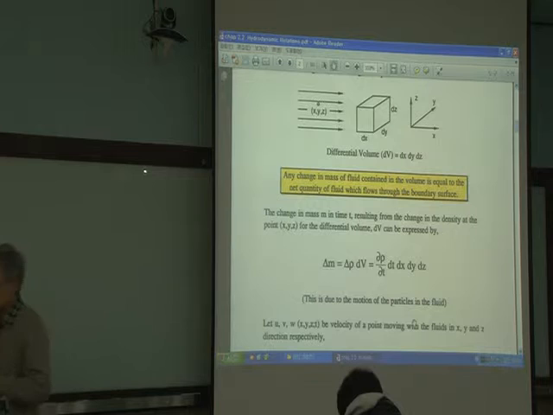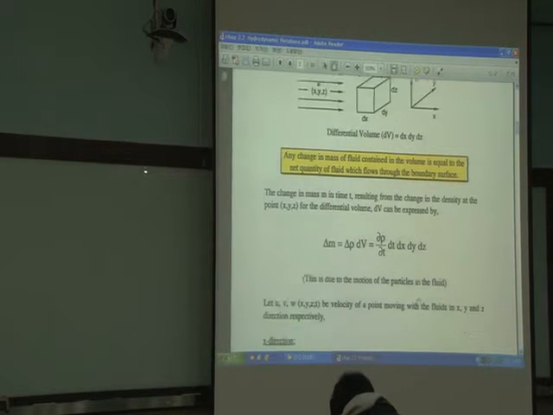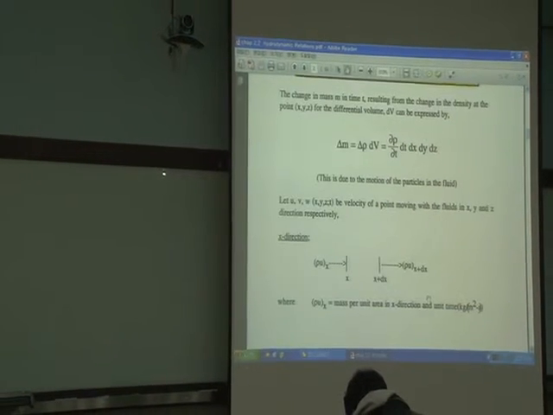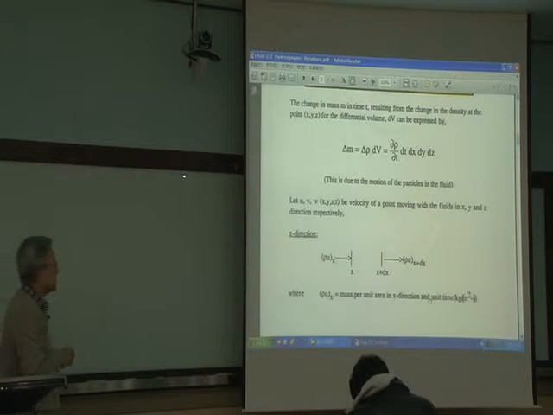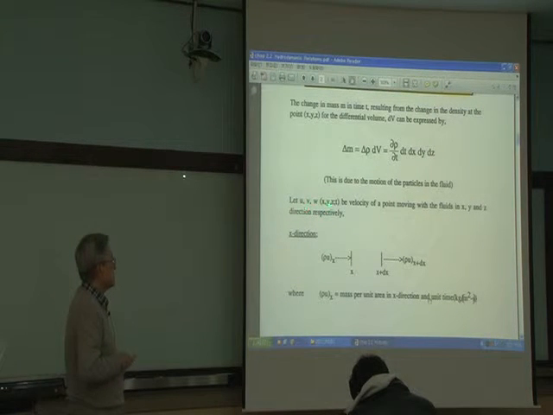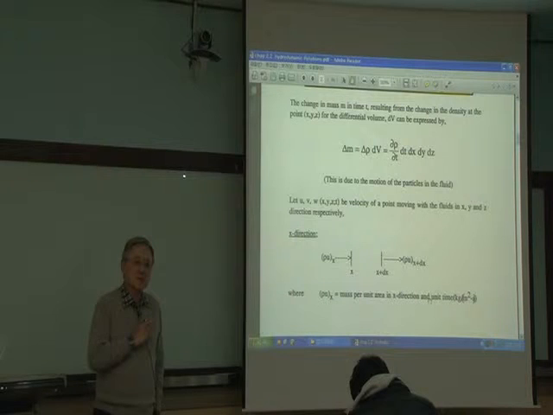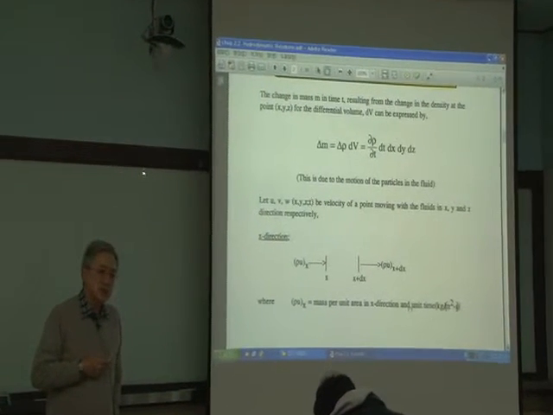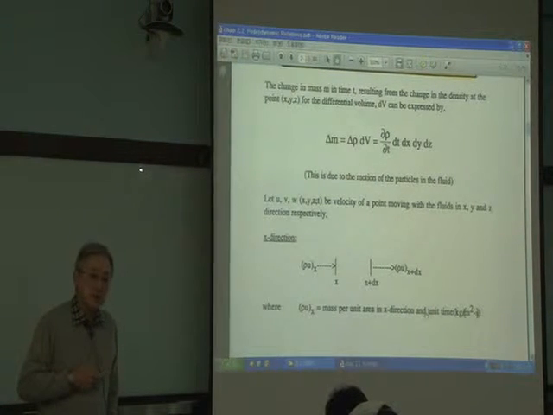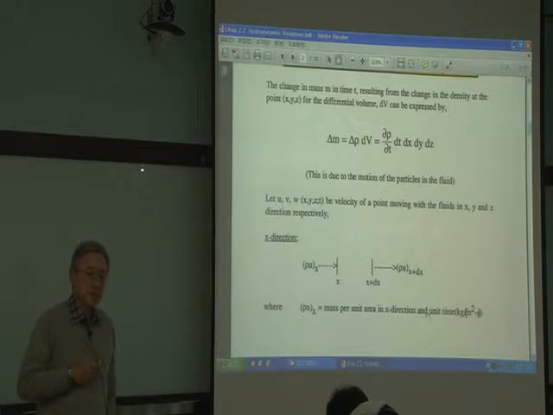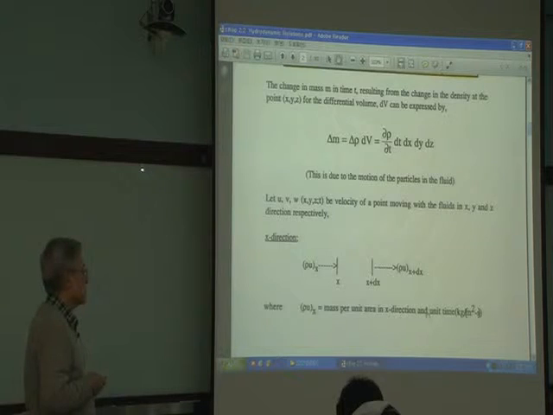So now you go through one direction at a time. U, V, W, I said, is the velocity of the point. When I say velocity of the point, this is the fluid particle velocity. U, V, W is the fluid particle velocity, okay? It's not equal to the wave velocity, okay? Fluid particle velocity.